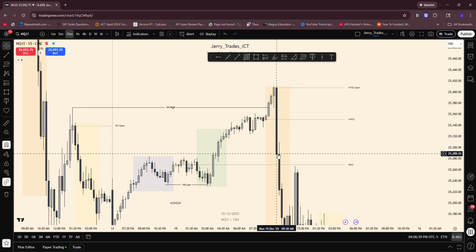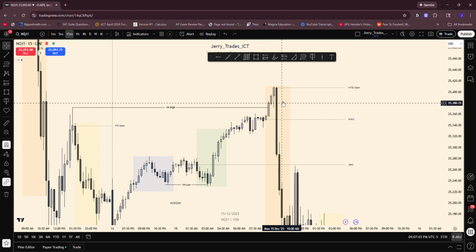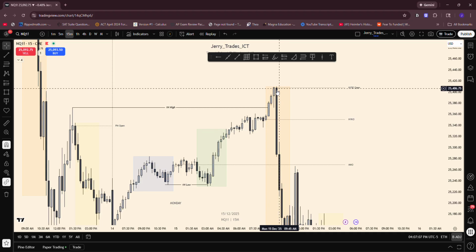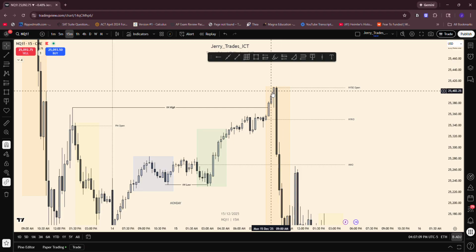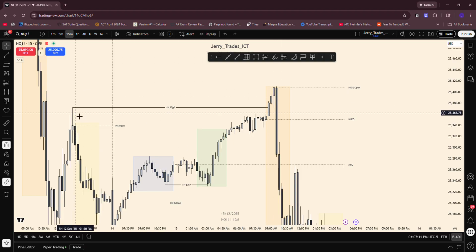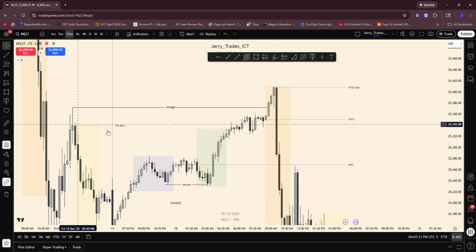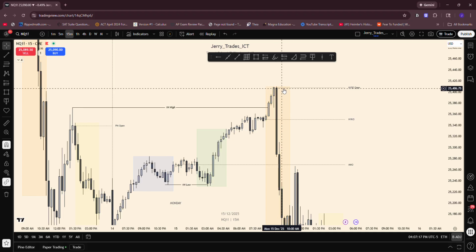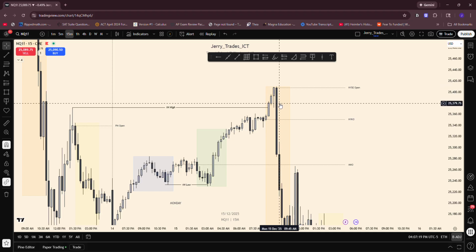We have a very strong displacement, which shows that smart money is in. Smart money has bought above this opening high, these key open highs. They have used all the stop losses piled around these liquidity pools right here to fill their massive short positions.